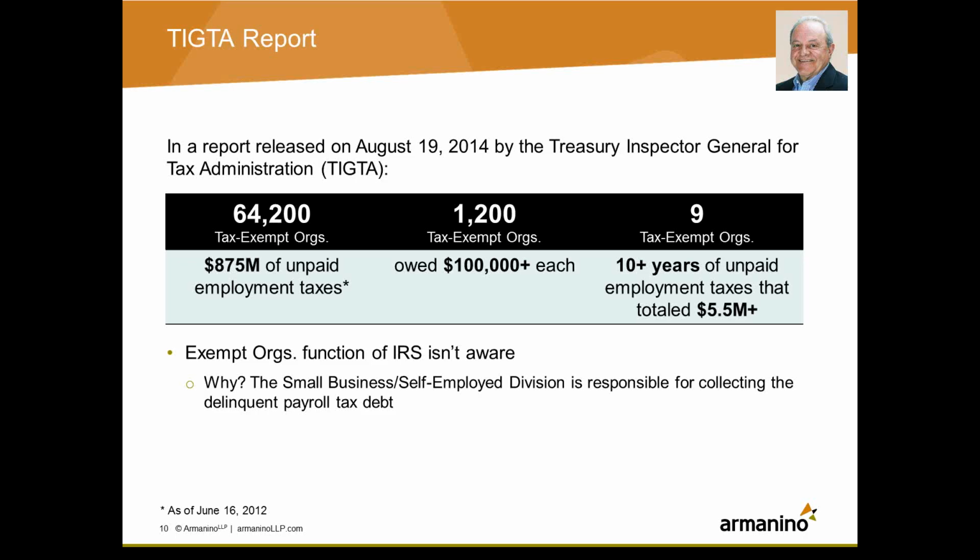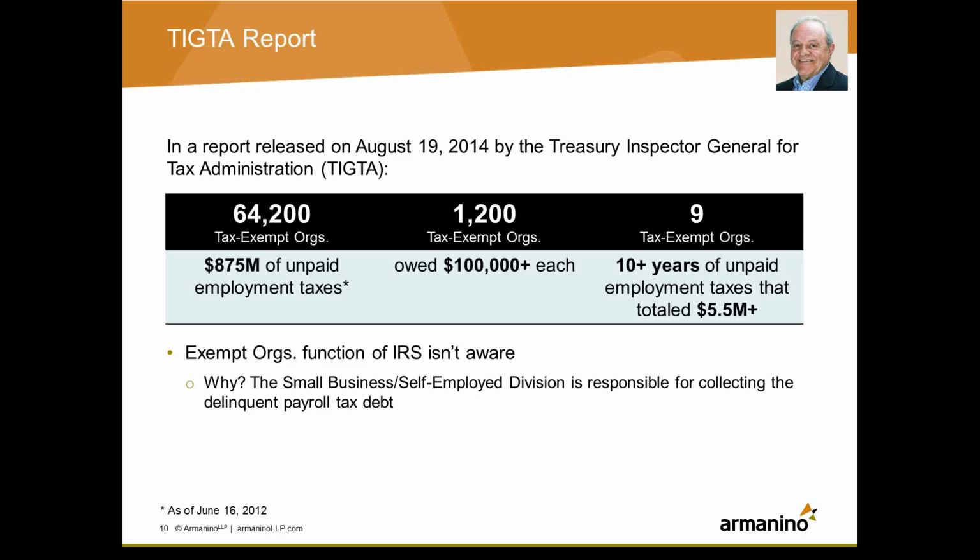but nonetheless pretty staggering. Of those 64,000, about 1,200 owed about $100,000 or more each, and 9 tax-exempt organizations had 10 or more years of unpaid taxes totaling $5.5 million. So pretty staggering amounts. And the reason we thought it important is because we know that for tax-exempt charitable organizations, the use of assets is clearly important. Following the rules is clearly important to preserve tax-exempt status as a good citizen. So this level of non-compliance is rather remarkable.